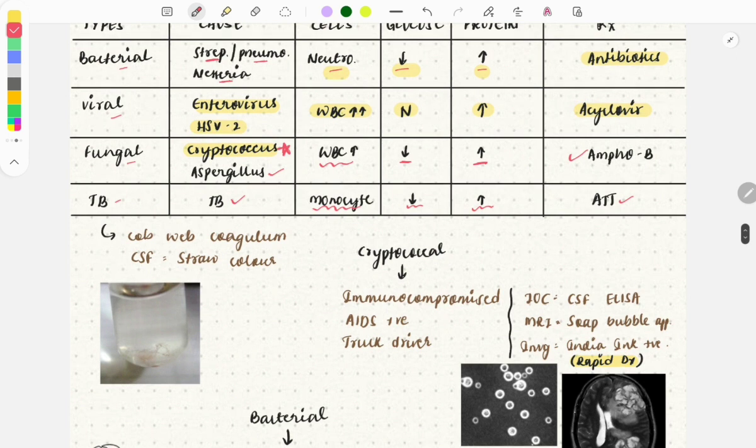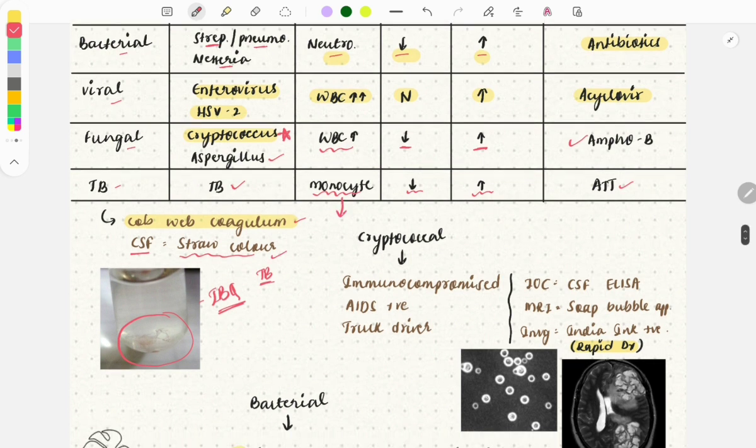In TB, you can see a very important finding, that is the formation of cobweb coagulum, as you can see here in the image also. So an image based question can be asked, and also in TB the CSF color will be straw color. So if the examiner is asking about TB meningitis, then these buzzwords can be given in the question, like the cobweb coagulum, the straw color, and monocytes.